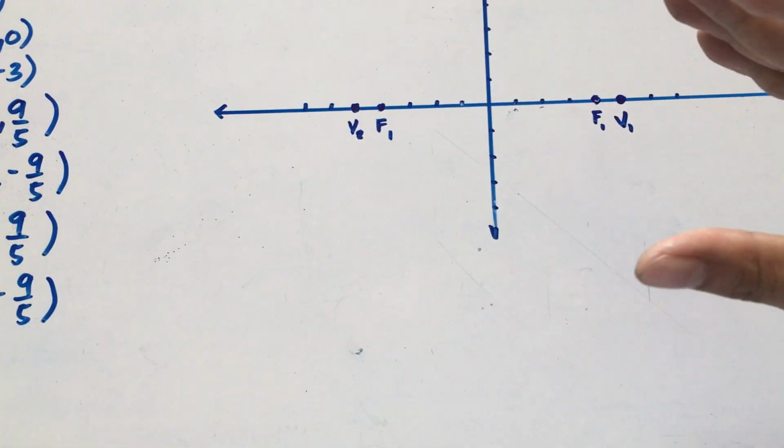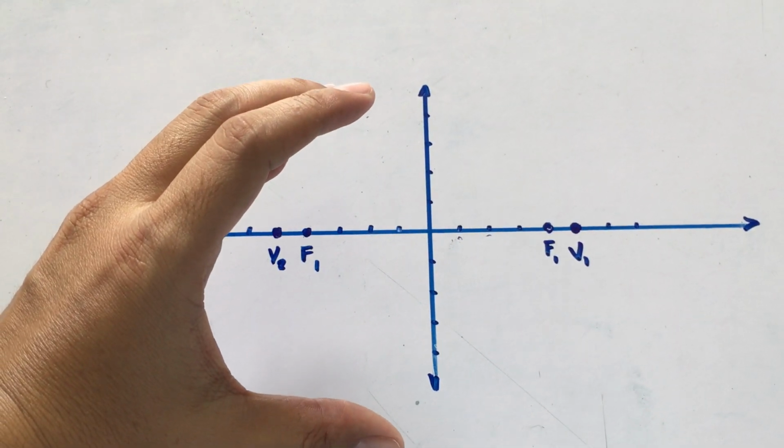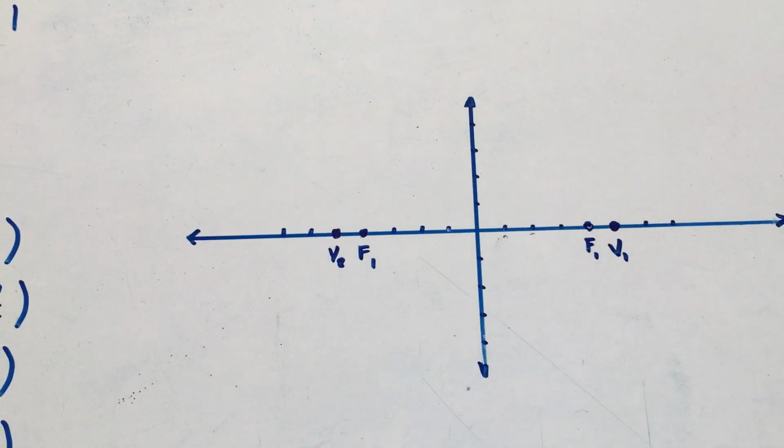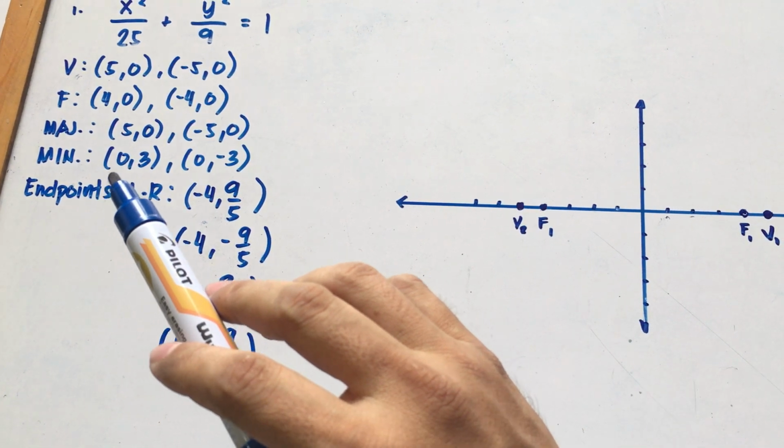So, it looks like it's being enclosed, no? The ellipse has that shape, and the other part of the ellipse goes the same way. It looks like it's enclosed. Alright? So now, we go to the minor axis.